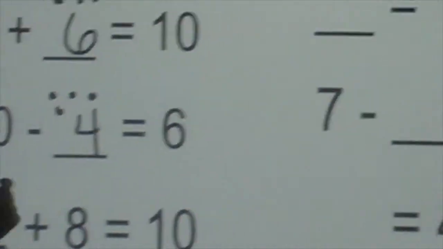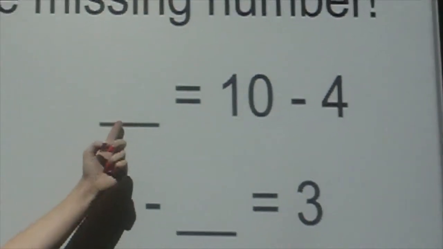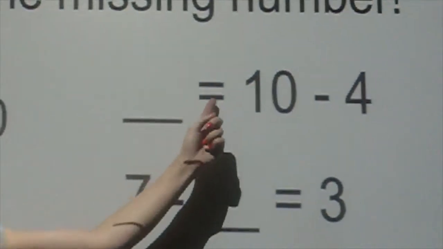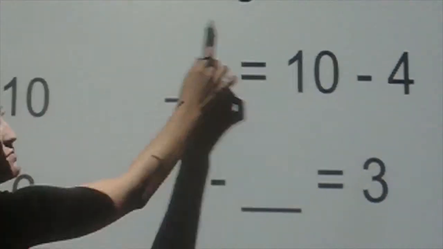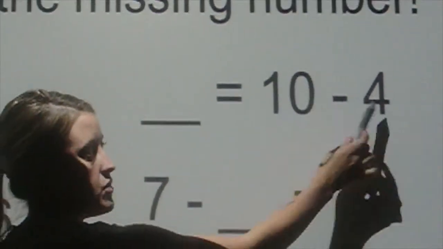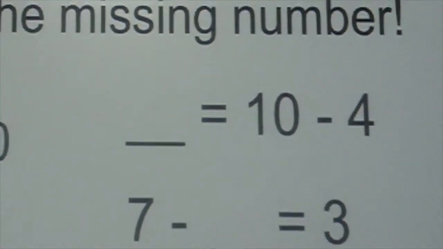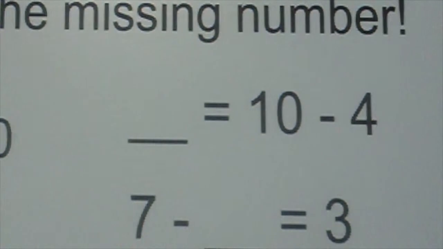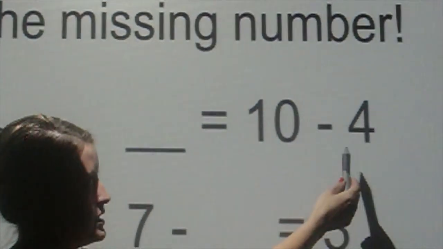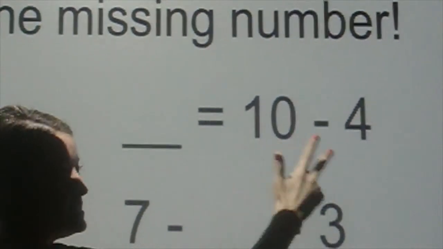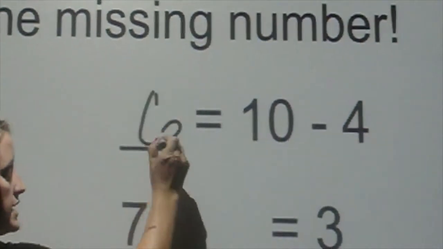Alright, what's going on over here? We got 3 more. This is a really tricky one. Okay, we have something equals 10 minus 4. We're just solving for this part right here. We already know our two parts. Okay, it's just flipped around. It just looks a little bit different, but you still solve it the same way. Start with 10 and subtract 4. 10, 9, 8, 7, 6. 10 minus 4 equals 6.